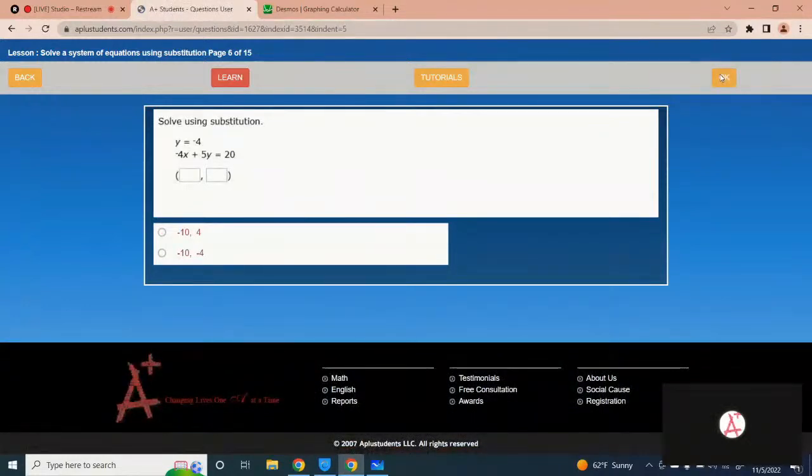Okay, solve using substitution. y equals negative 4. Negative 4x plus 5y equals 20. So which is the correct option, first one or the second one? The value given for y is negative 4. So that means the correct option is this one because here you have negative 4. Got it?